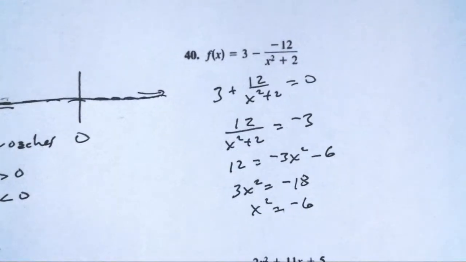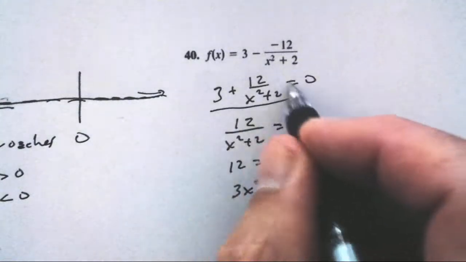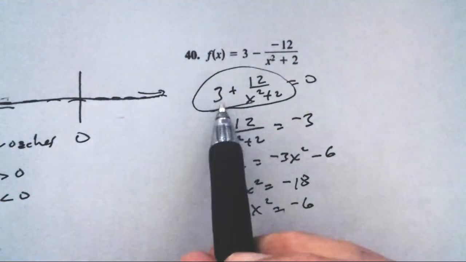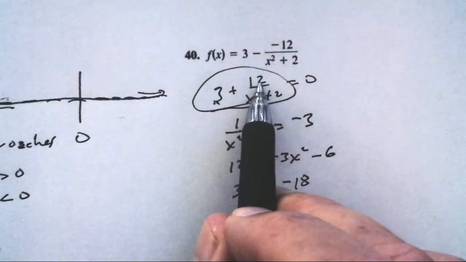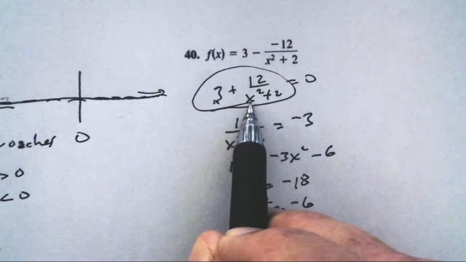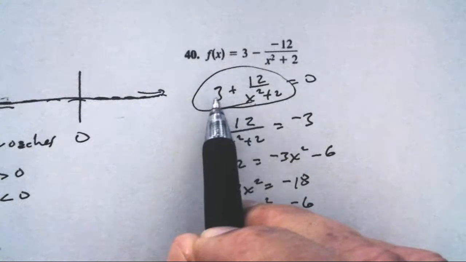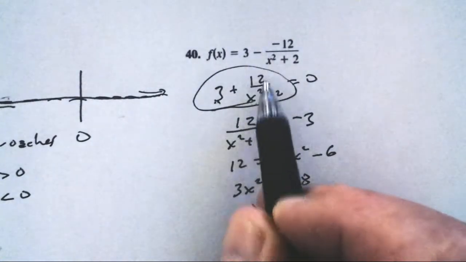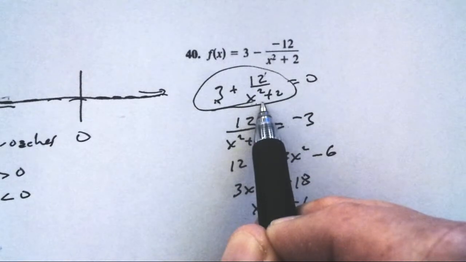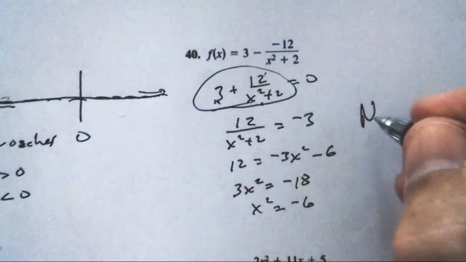We can't be 0. If we look at it this way and think about it, well, what do we have? We have 3, so the graph wants to be up 3, and whatever x is, x squared is positive, plus 2 is positive, so my graph is always 3 plus 12 on a positive number, and 12 on a positive number is positive. We have no zeros here. There are none.